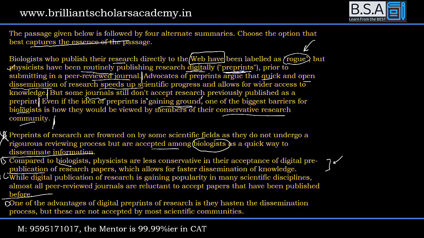Compared to biologists, physicists are less conservative. Biologists are more conservative. So physicists are okay, we will put our research paper digitally, and because of this, it is faster disseminated, distributed as knowledge. While digital publication of research is gaining popularity in many scientific disciplines, almost all peer-reviewed journals are reluctant to accept papers that have been published before. Now, C has also captured everything, but in C the names of physicists and biologists are nowhere. B and C make me feel they are very close options.